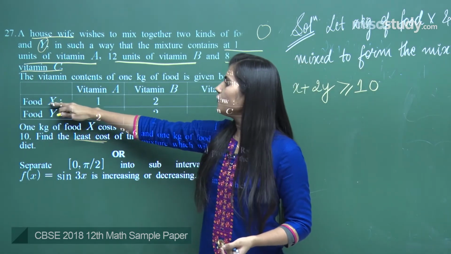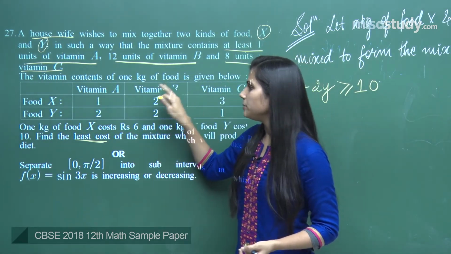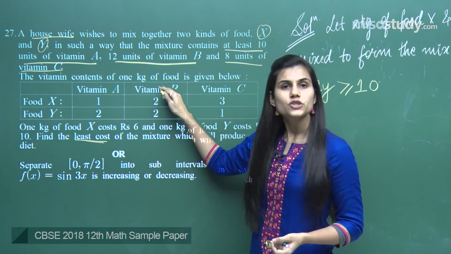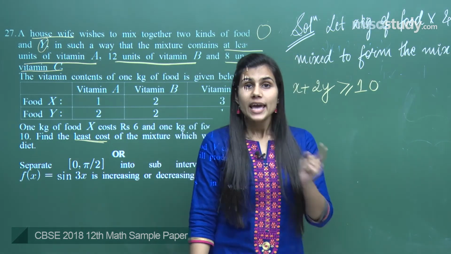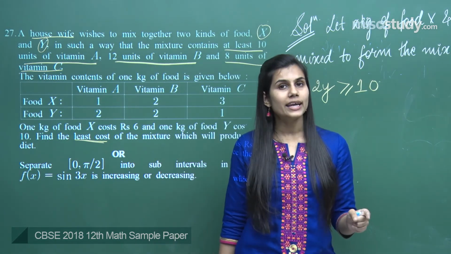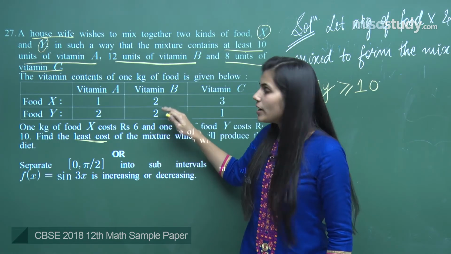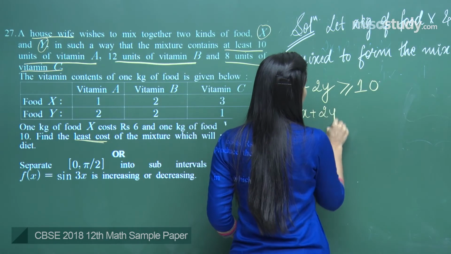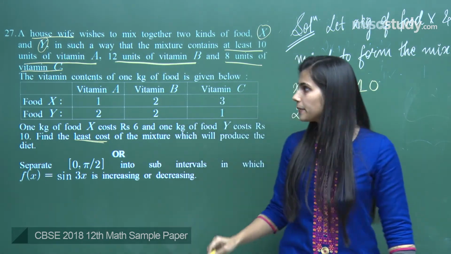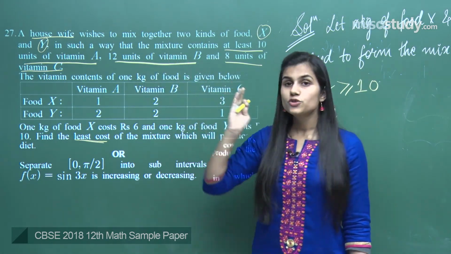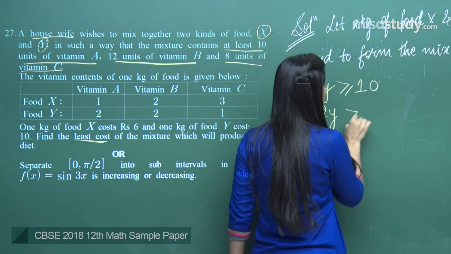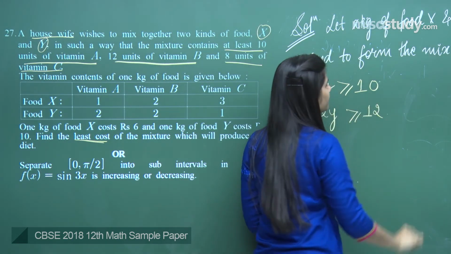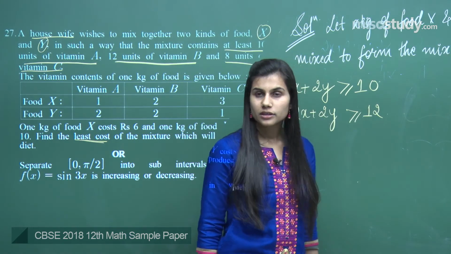Next thing, let's focus on vitamin B. If 1 kg of food X contains 2 units of vitamin B, 1 kg of food Y contains 2 units of vitamin B. So, X kgs of food X and Y kgs of food Y contain 2X plus 2Y units of vitamin B. But inside the mixture, I want at least 12 units of vitamin B. So, this content has to be greater than equal to 12.